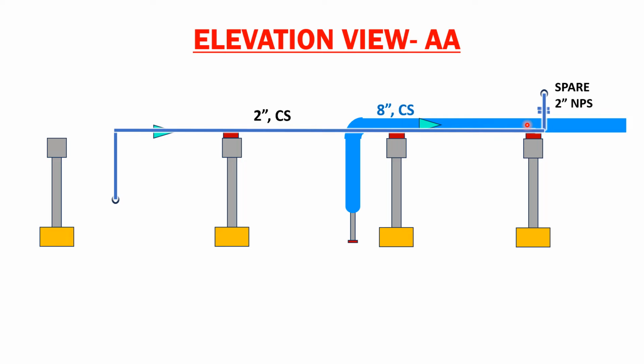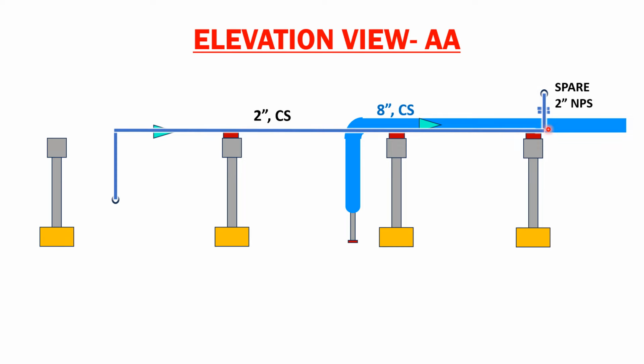Otherwise, remember, if we don't have this 2-inch line, then in order to provide this 2-inch connection, I have to tap the header, right? So basically I have to do some welding. Welding is actually a costly job. If you are going to disturb the existing header, you need to take a lot of precautions. That's why the spare nozzles are provided.